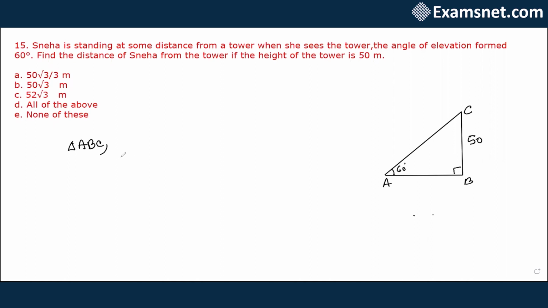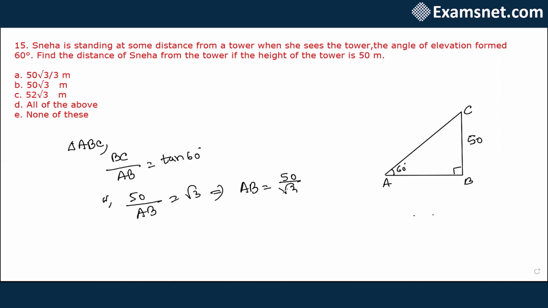Next, we can write BC by AB as tan 60 degree. BC is 50, so 50 by AB equals, we know the value of tan 60 degree, that is root 3. So from here, after doing the cross multiplication, we can write the value of AB as 50 by root 3.